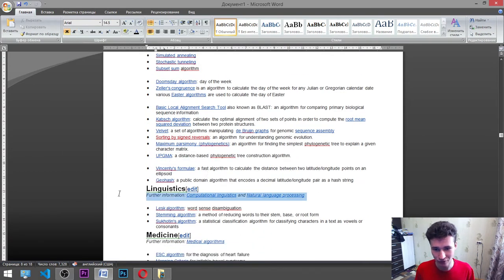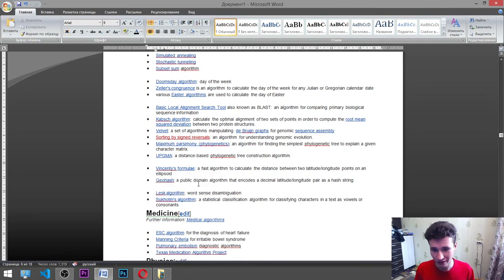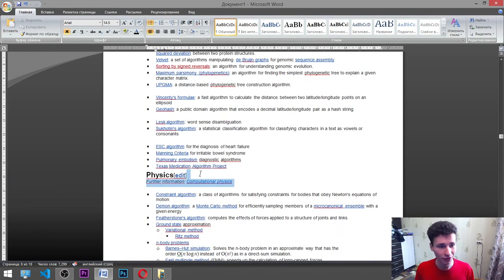Geoscience, yes, need to learn more. Linguistics, I know stemming algorithms. And Lesk's algorithm, Sukhotin's algorithm, need to learn more. Medicine too, need to learn more about them. About stemming and lemmatization, I know.